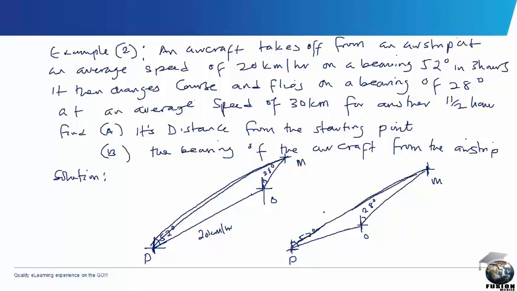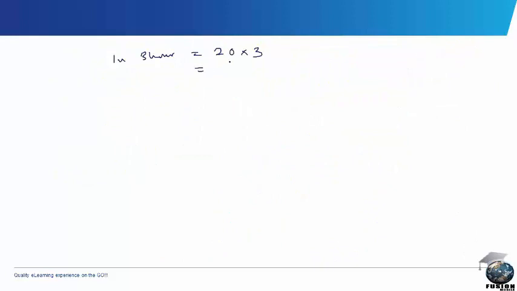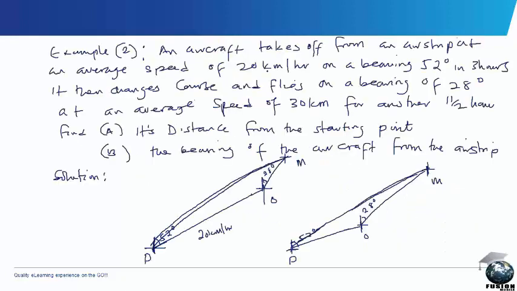Okay, good. You thought that this side travels for 20 kilometers per hour, and then in 3 hours it will travel for 20 kilometers times 3, which will give 60 kilometers. So in 3 hours this must have traveled 60 kilometers to this point.